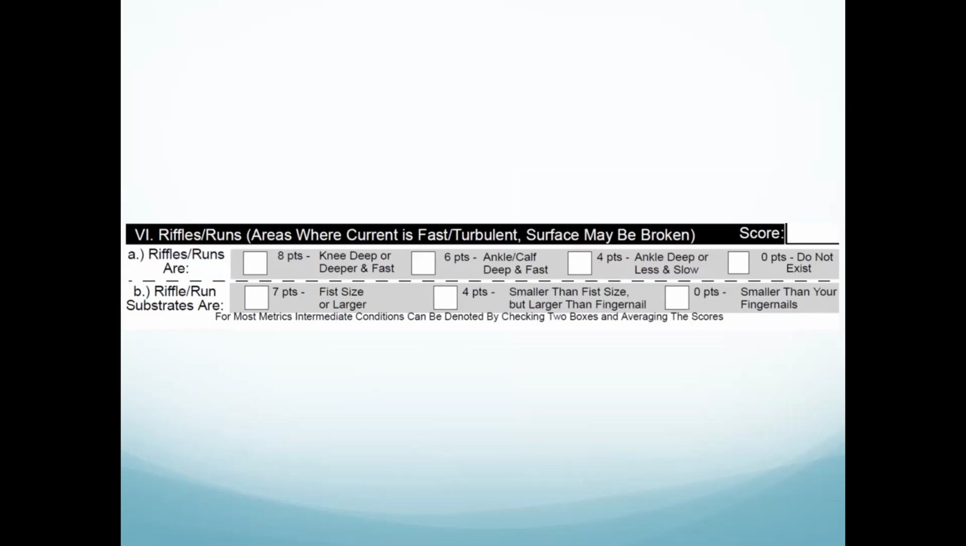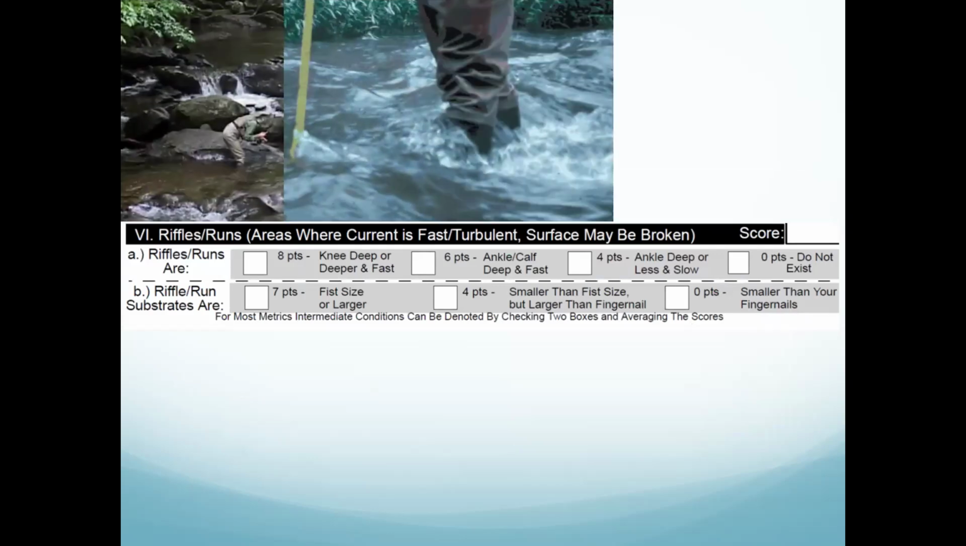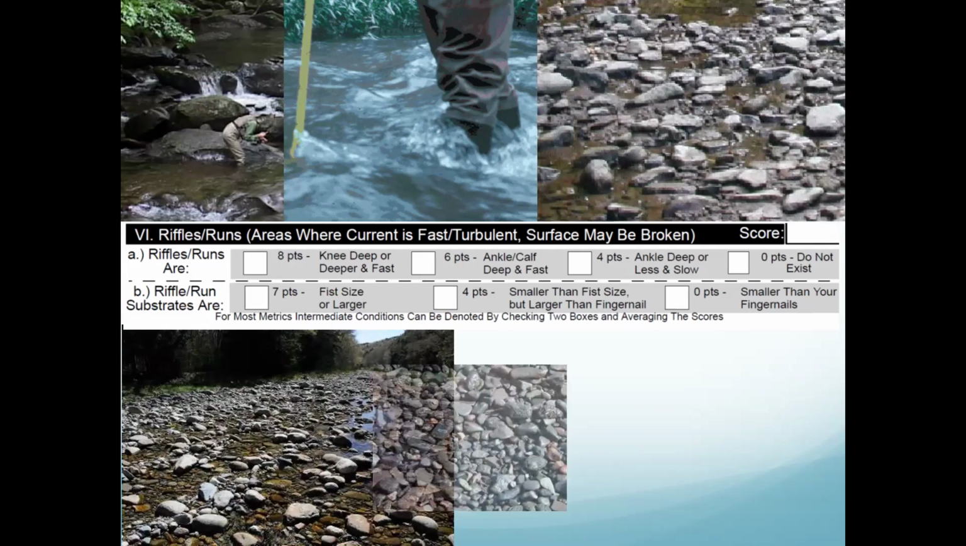And then looking at riffles and runs, these are areas where the current is fast or turbulent and the surface may be broken. Are they knee deep or deeper and fast, ankle or calf deep and fast, ankle deep and or less and slow, or do they not exist? In that case, you would get 0 points. And then what are the substrates? Fist size or larger, or smaller than your fingernail, or somewhere in between.